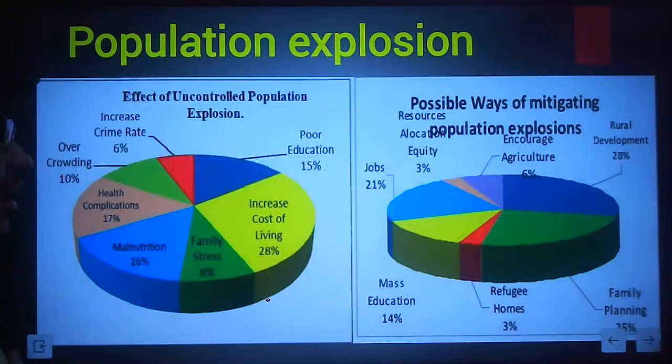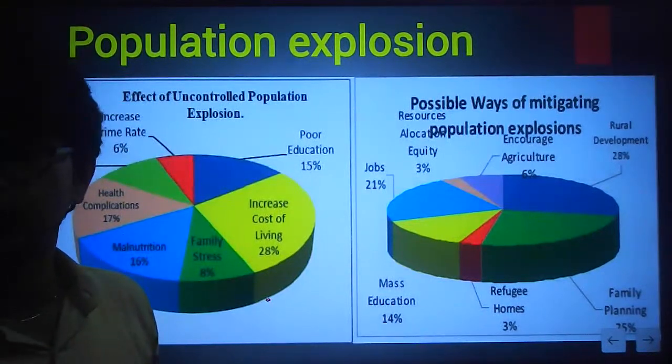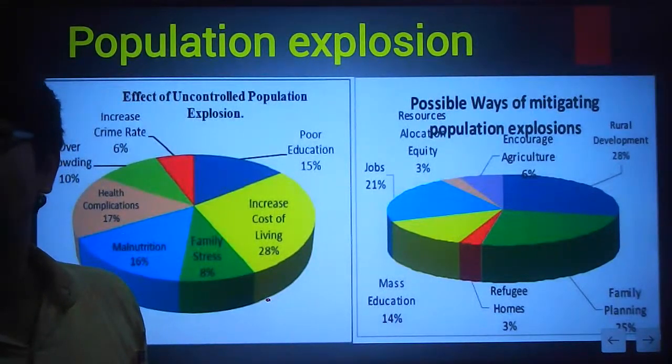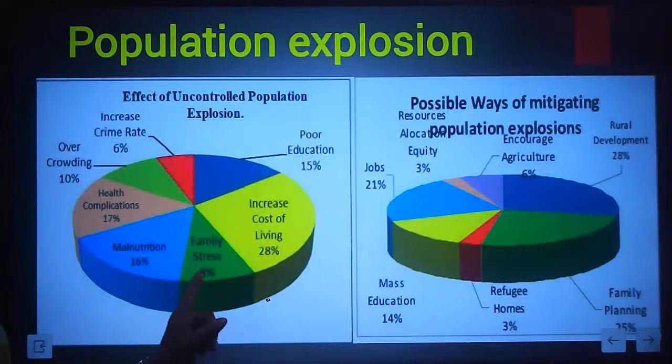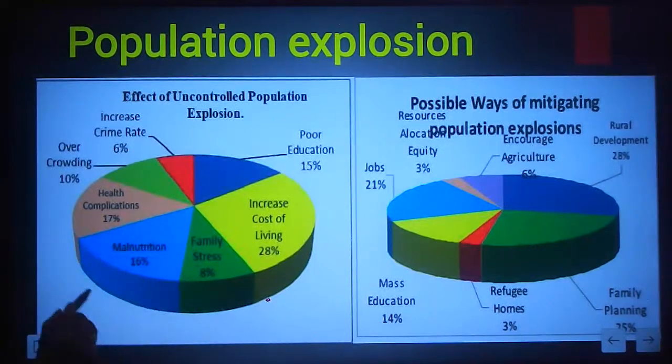You would have seen in this lockdown period how many people lost their jobs. Definitely, this gives a lot of stress for the parents. This will give a lot of stress for the household, so they cannot manage the family. This eventually gives stress to the particular family, right? Then malnutrition.